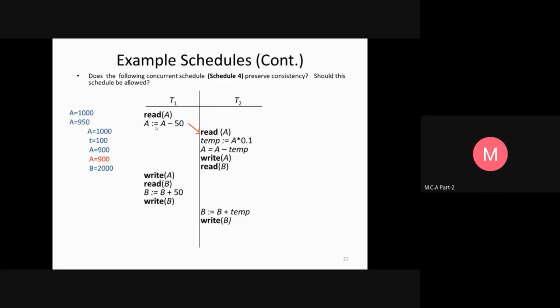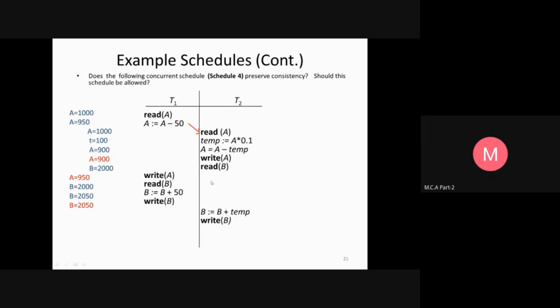Now transaction T1 takes over and writes whatever value it had of A, which is 950, okay? It reads B. The B that it reads now is from the database also, because transaction T2 has not yet updated B. So when it reads B, B is 2000. It updates B to 2050, and now it does a write of B. Okay, so it writes in the database B equals 2050.